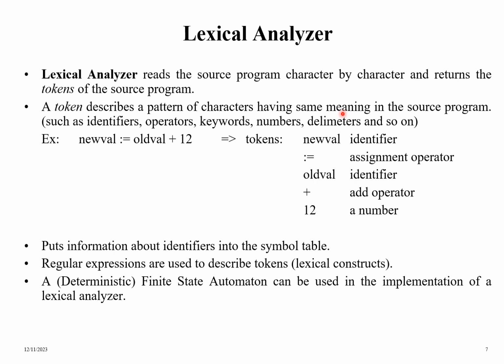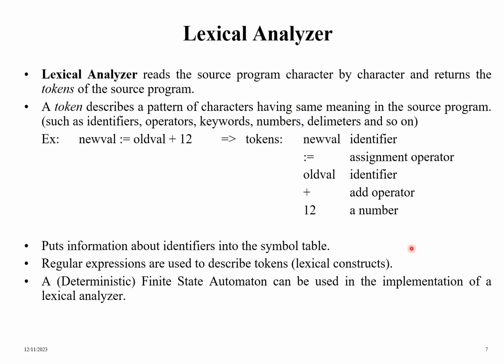Coming to the lexical analyzer, what is a lexical analyzer? The lexical analyzer reads the source program character by character and returns tokens from the source program. A token describes a pattern of characters having some meaning in the given source program. So this is the input we are giving: int val which is equal to old val plus 12. When I'm giving this as an input, it generates tokens. What is a token here? This val is an identifier, and this equal is an assignment operator, and this old val is an identifier, and this plus is an addition operator, and this 12 is a number. So all of these we can call tokens.